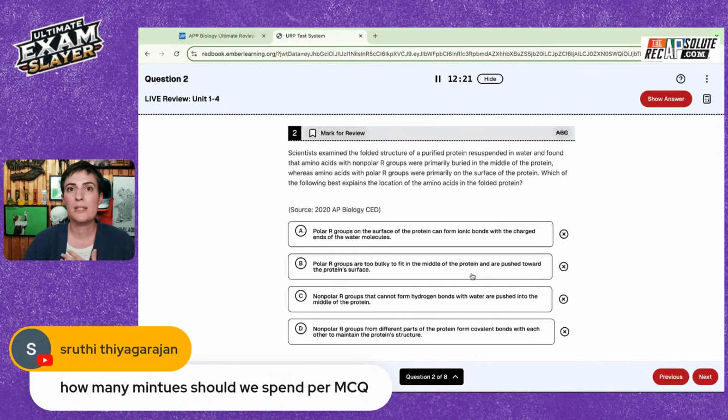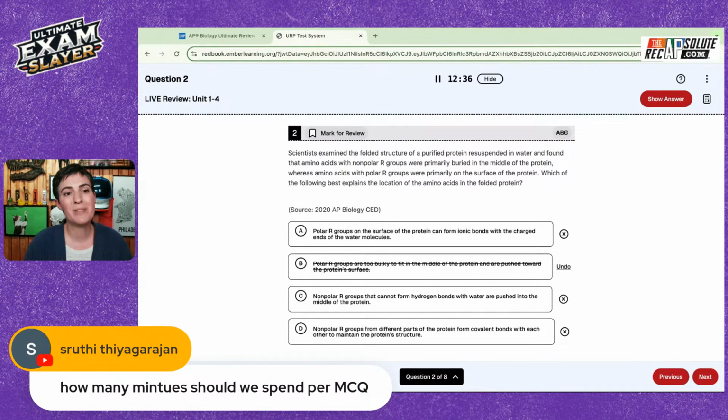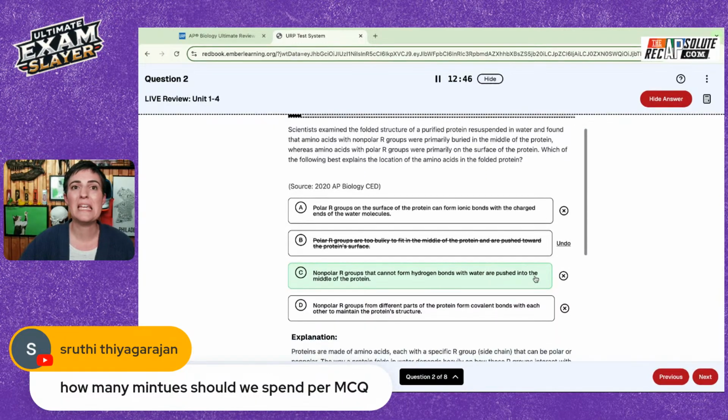So looking at my choices, ionic bonds with the charged ends of the water. That doesn't look too promising, does it? Non-polar R groups, bulky doesn't seem to make sense to me, because although R groups can have different sizes, that shouldn't have any influence here as to how it's bonding. So I'm going to hit show answer and see that the correct answer here was C.